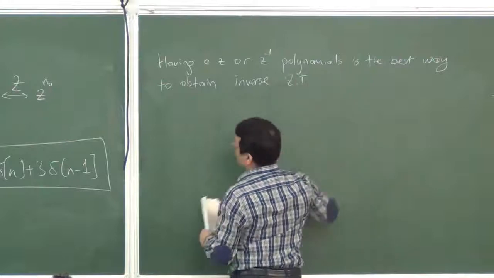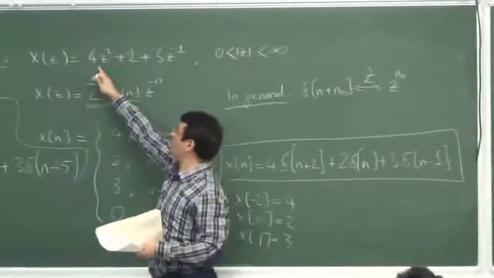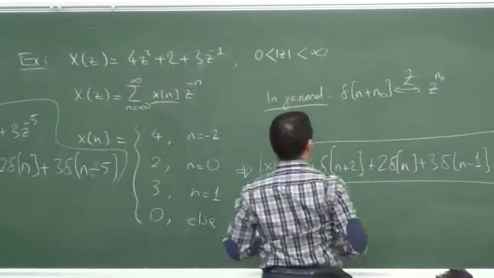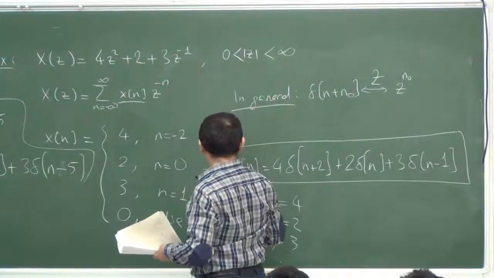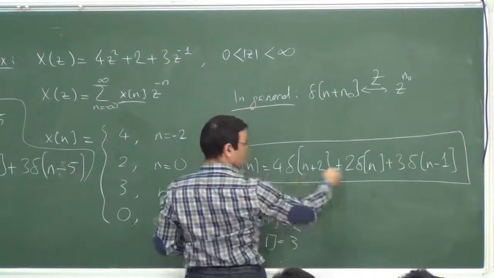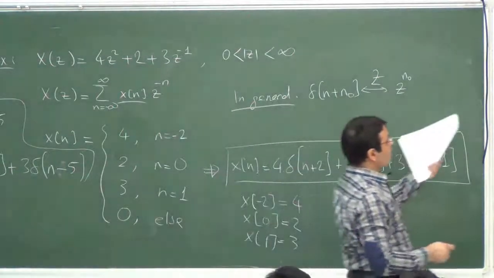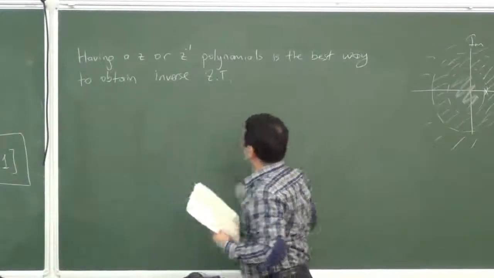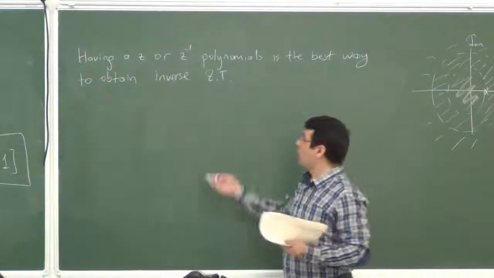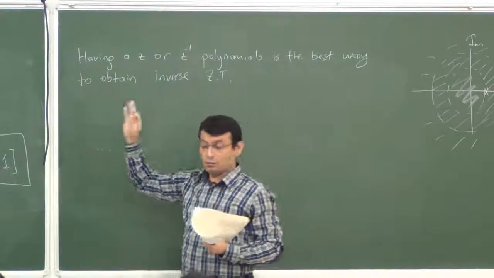Okay, as you see, this is a polynomial, a second order polynomial with z squared and the other terms. So if you have a polynomial in this form, the inverse z transform is very simple. It is easy to find. So having this z or z minus 1 polynomial is a good situation for you. If you have a polynomial in this form, you can directly find the inverse z transform.